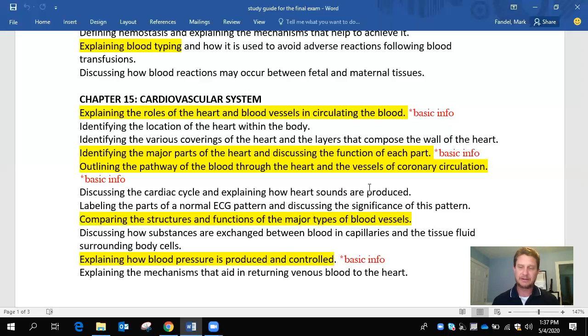Now, blood pressure is different in the arteries and the veins. Blood pressure drops as it gets to the capillaries. Once it goes through the capillaries, it is almost non-existent. And so that's why it requires the skeletal muscle pump and respiratory pump to push the blood back to the heart.